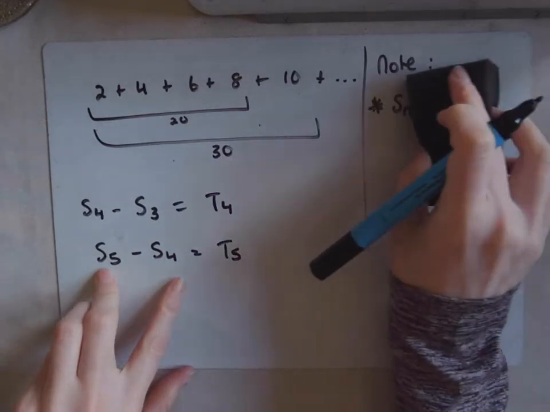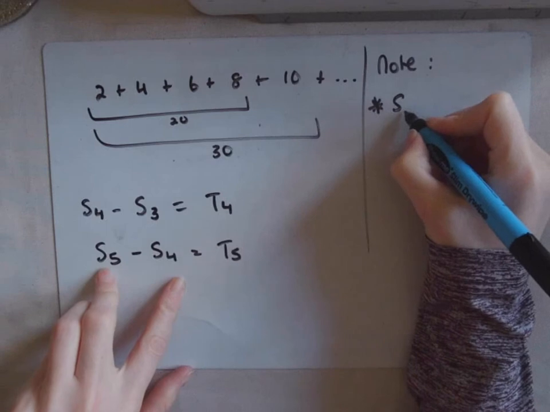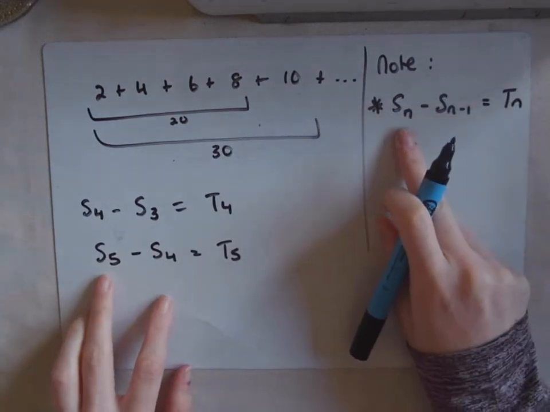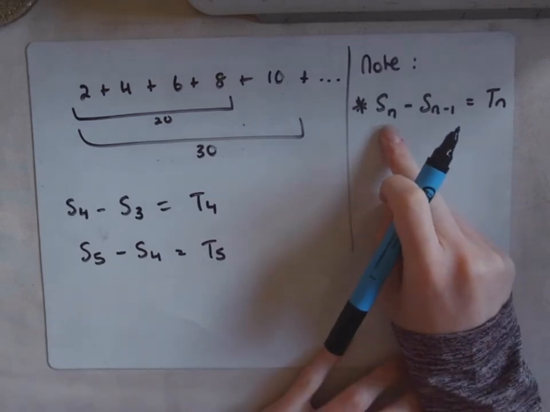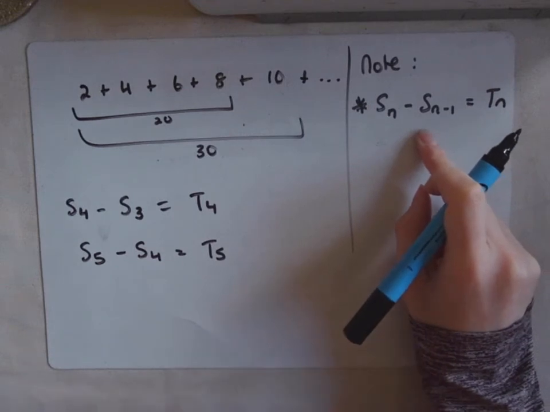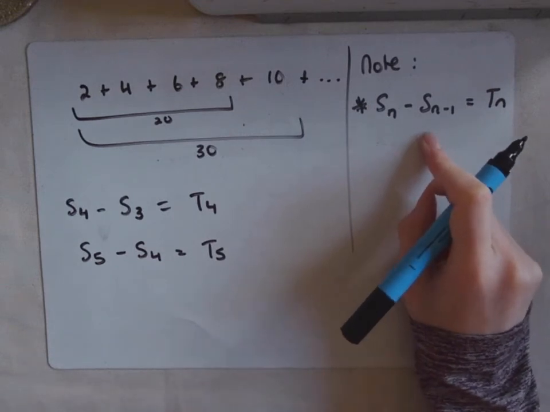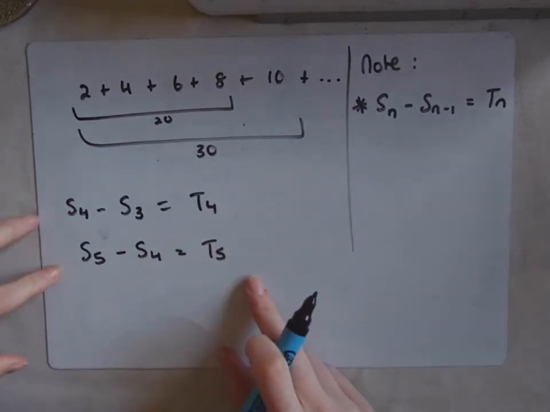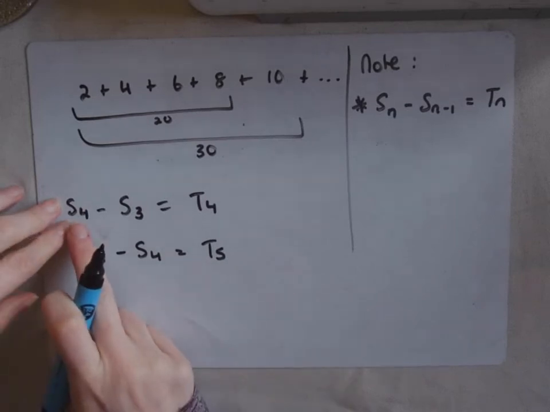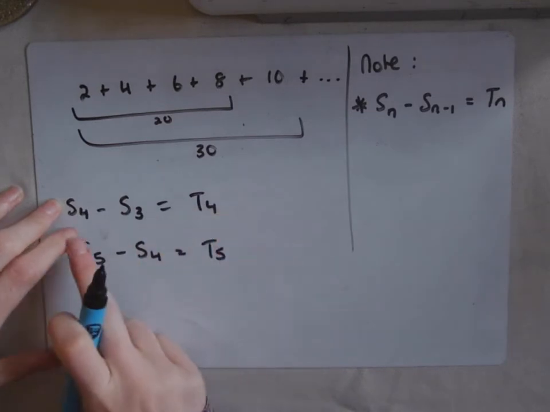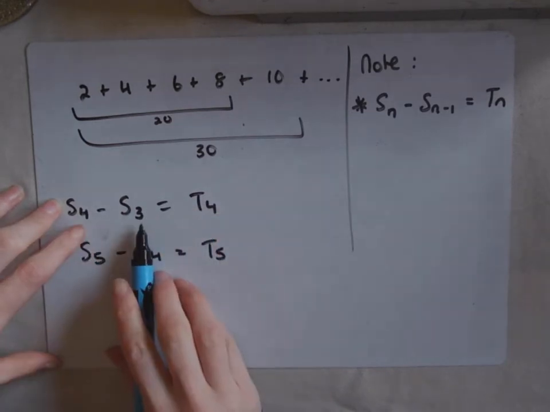So, the sum of the first n terms, take the sum of the first n minus 1, so one previous to that, gives you your Tn, okay? If you think about this, maybe you need to write this bit down next to it. Sum of the first four terms, take the sum of the first three terms, gives you the fourth term. So that's your n, and that's one previous, n minus 1. So that gives you your Tn. Sum of the first 5, take sum of the first 4, gives you T5.